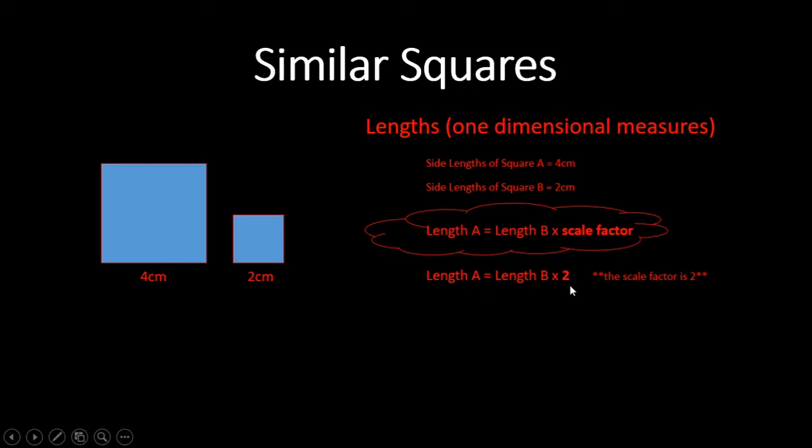Now, if you didn't know that, you could have done length A, 4, divided by length B, 2, and get your scale factor that way, just rearranging this. But I think this one was pretty clear and straightforward. My scale factor is 2. But that means that also the perimeter of A, so adding up all of those sides, is equal to the perimeter of B, adding up all those sides, just times by 2. Because perimeter is also a one-dimensional measure. It's a sum of lengths, but it's just adding together those lengths. It's not a 2-dimensional measure, and we're not filling a space.